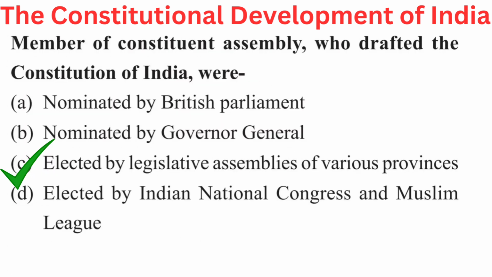Your question is, member of Constituent Assembly who drafted the Constitution of India were. Your options are A. Nominated by British Parliament, B. Nominated by Governor General, C. Elected by legislative assemblies of various provinces, or D. Elected by Indian National Congress and Muslim League. Right answer is C. Elected by legislative assemblies of various provinces.